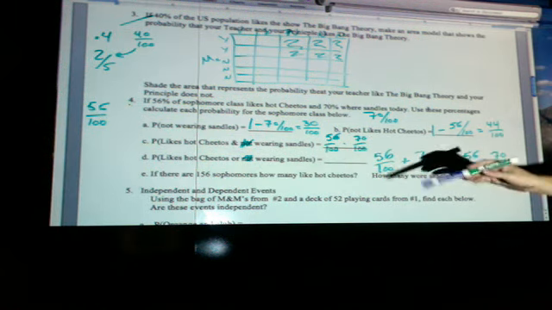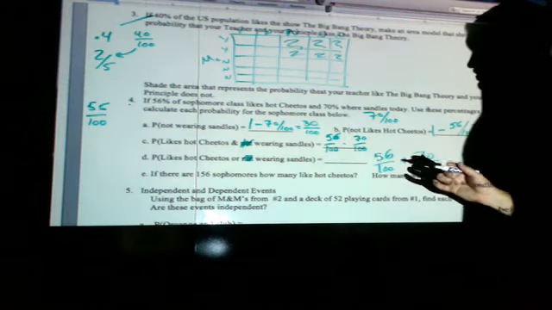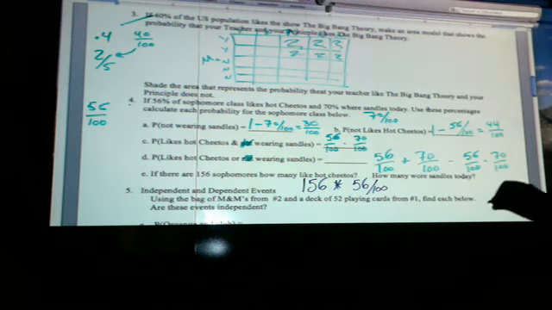Now for E, it says that there are 156 sophomores. How many like hot Cheetos? How many wore sandals today? To figure this out, we have 156 total, and we need 56% of 156. Anytime you need a percentage of the whole, we do 156 times our percent as a decimal. 56% is 0.56, or we can do 156 times 56 over 100. That works in any situation.